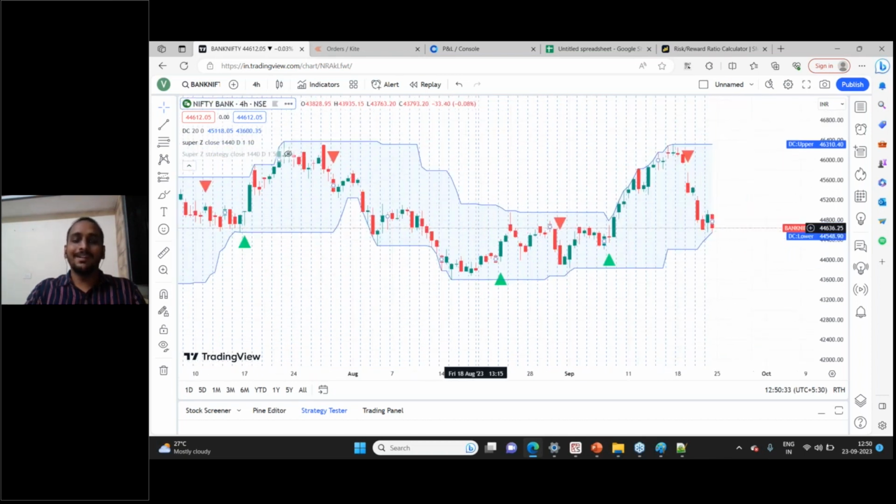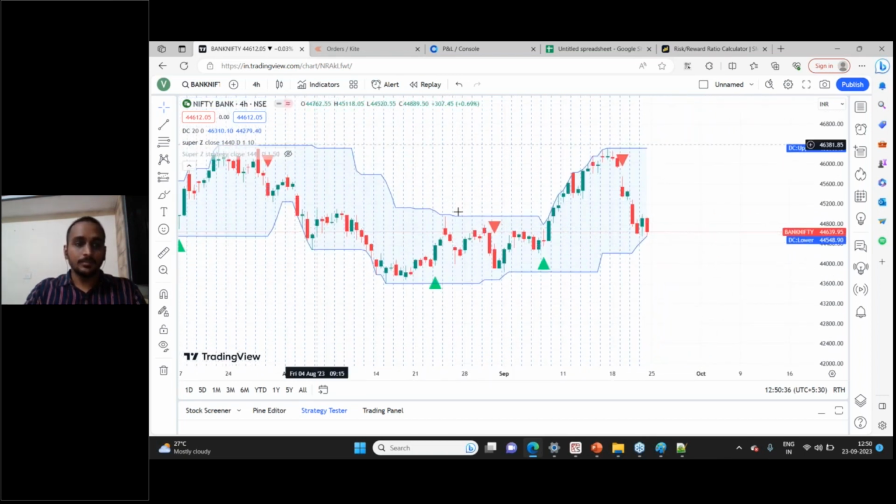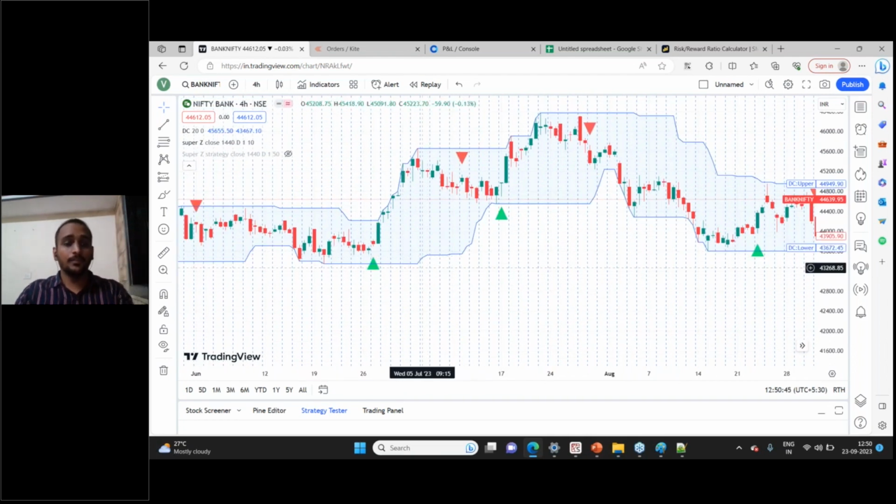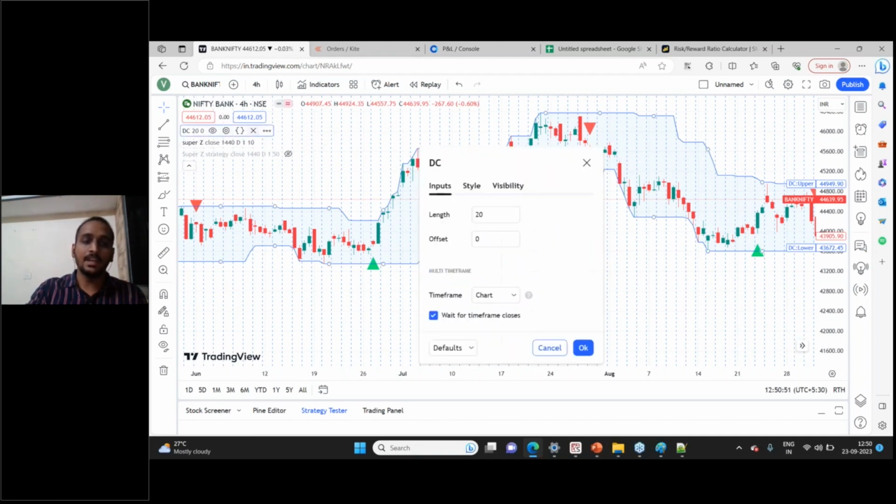Now what about the trailing mechanism? Now in order to trail, we can use super trend as a trailing mechanism. So let me give you an entry rule first. If the Donchian channel is calculated basically on the high of the prices, like 50-day high, 20-day high. Like now I have selected 20-day high.